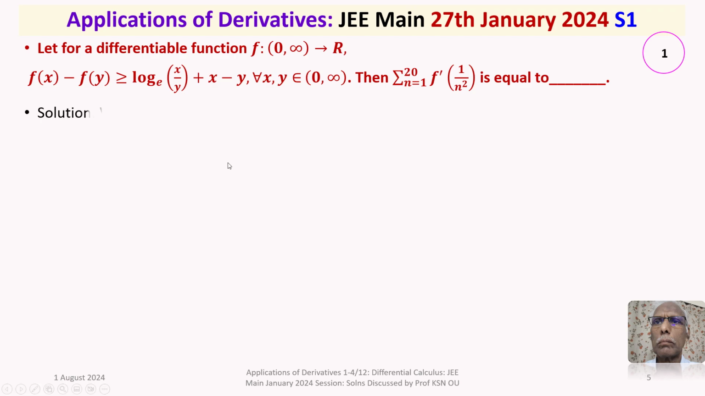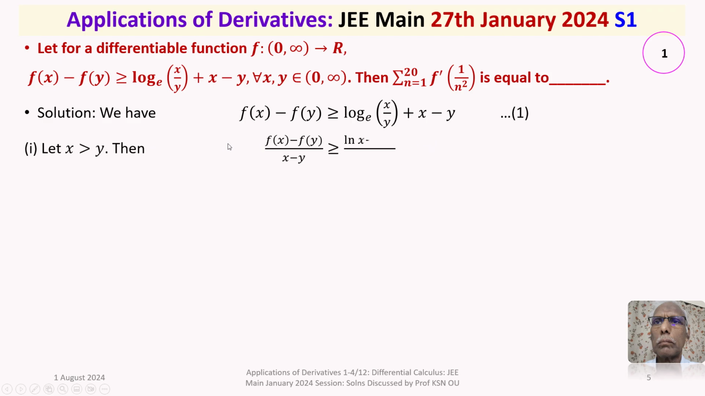Let's now discuss the solution of the problem in detail. We have the given inequality which is true for all x, y belongs to 0 to infinity. So log of x by y to the base e is log of x minus log of y. It can be written. Agreed. We deal with the 2 cases. In the first case, let x greater than y. Then in that case, x minus y greater than 0.